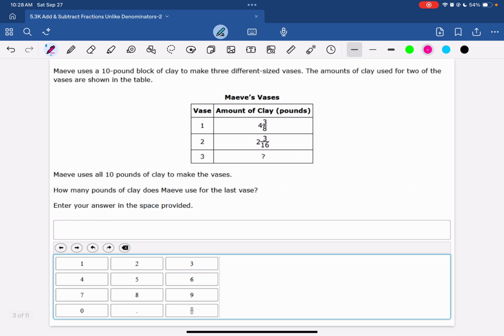So for the last one, I encourage you to pause the video, solve the problem, and answer them in the comments.